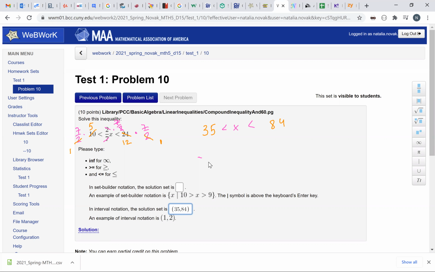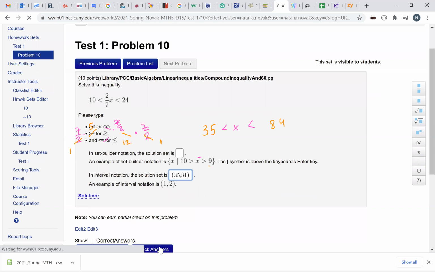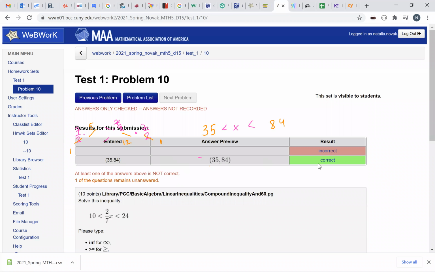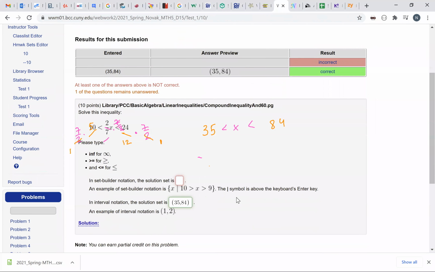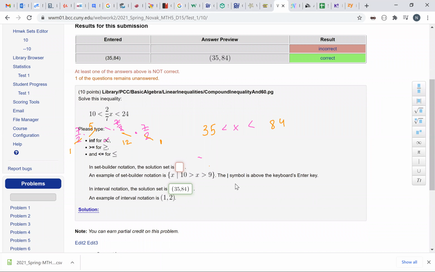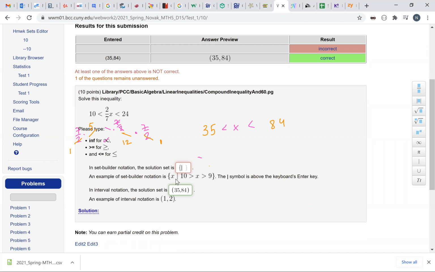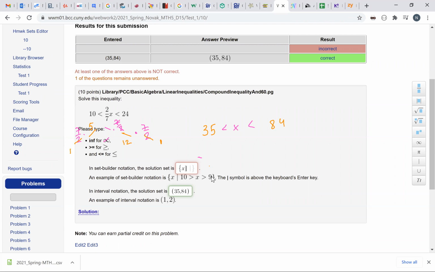If I check it, I don't know if I can check the answers, but the interval notation will be correct. Now, the issues we had are when we were trying to enter the set builder notation. Right now, I'm going to use the keyboard to show you what the issue is. I'm opening the curly braces, and you can see the example here. I'm putting the x, and then I'm putting the vertical line.